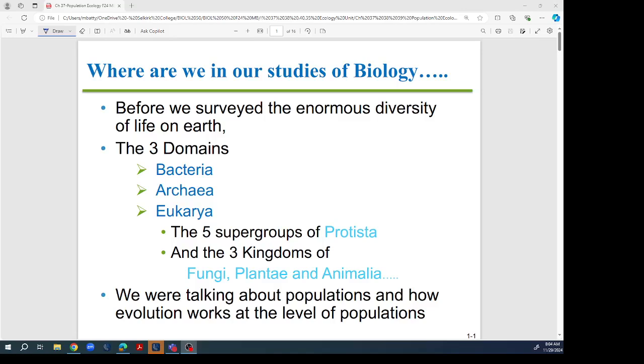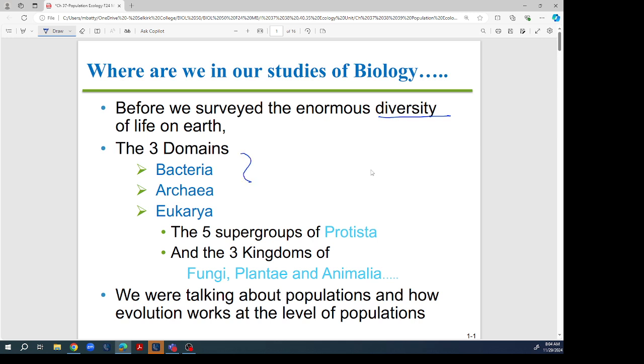So before we get into this chapter 37, I thought it might be good just to check in and see where we're at in our studies of biology. We've really gone through a lot of all that diversity in both the plant and animal kingdoms. But just to remind us, we did start out with the three domains.